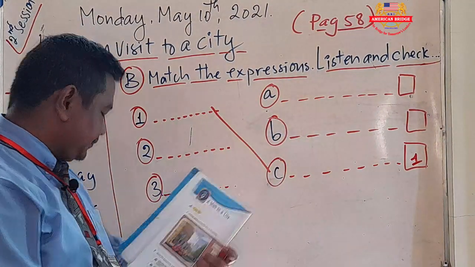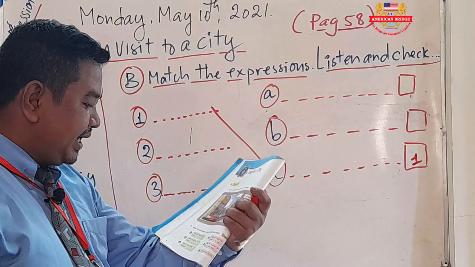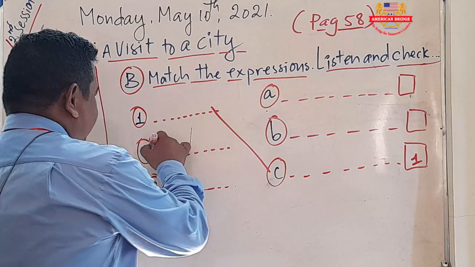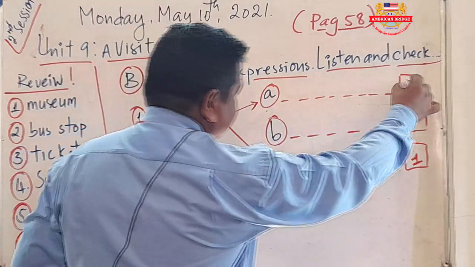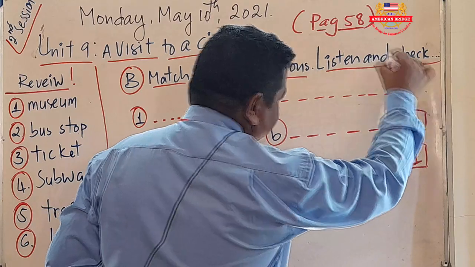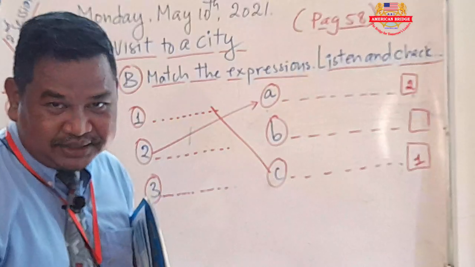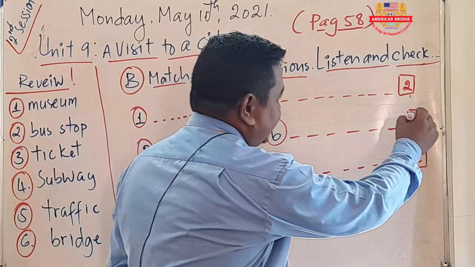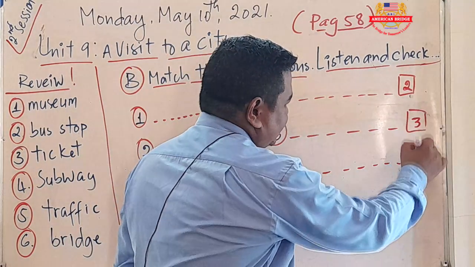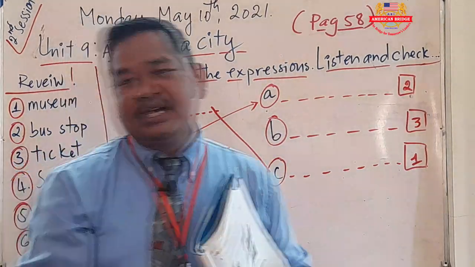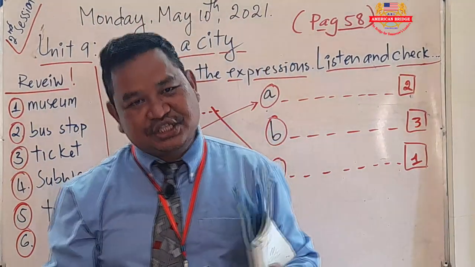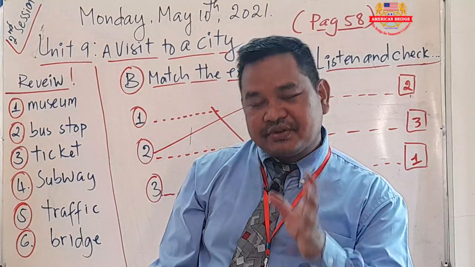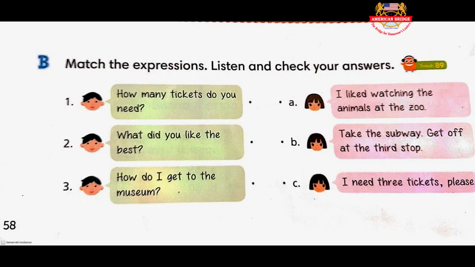And number two, what did you like the best? I like watching the animals at the zoo. So this one is number two with letter A. And the last one, number three, letter B. So one, two, three. Okay, so right now it's time that you start to listen and check your answer with me, okay? So now you listen carefully for 3 minutes and then you check your answer. Start to listen.